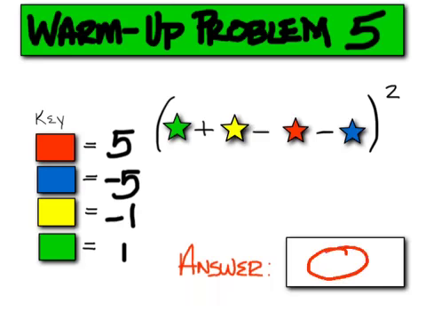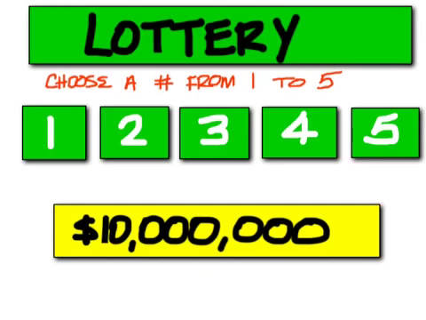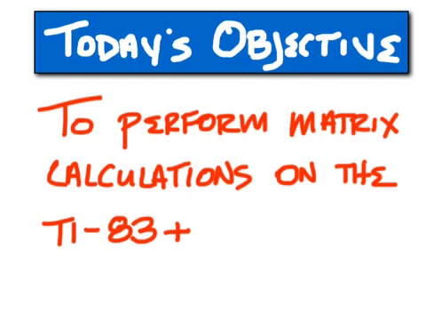Answer should be 0. Pick a number from 1 to 5. The winning number is 6. That's cheating. Why? Because you said 1 through 5. Oh, do I have to pick 1 through 5? Yes. 3.